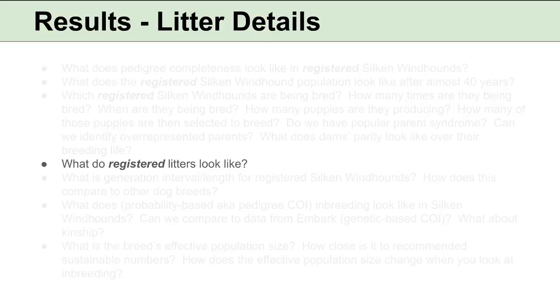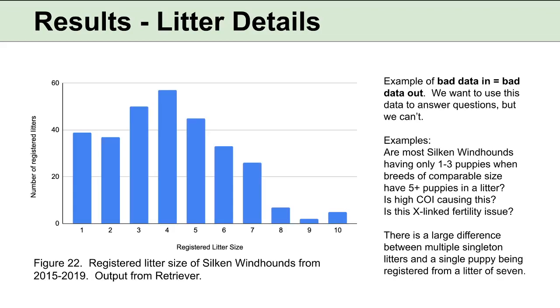And now that I've given you some background on sires and dams, what data can we get for registered litters? And unfortunately, the litter data that we have is not great. So this is registered litter size of Silken Windhounds, and I chose a time period from 2015 to 2019. So this is recent. It reflects recent breeding practices, I hope. And we have a lot of singletons registered, some litters that are 2 or 3 being registered.